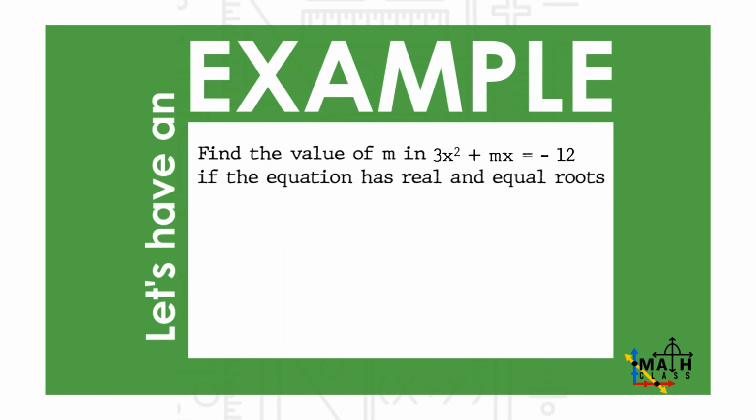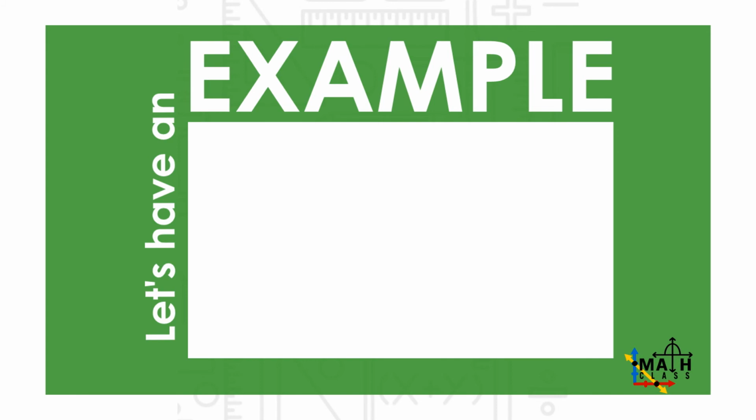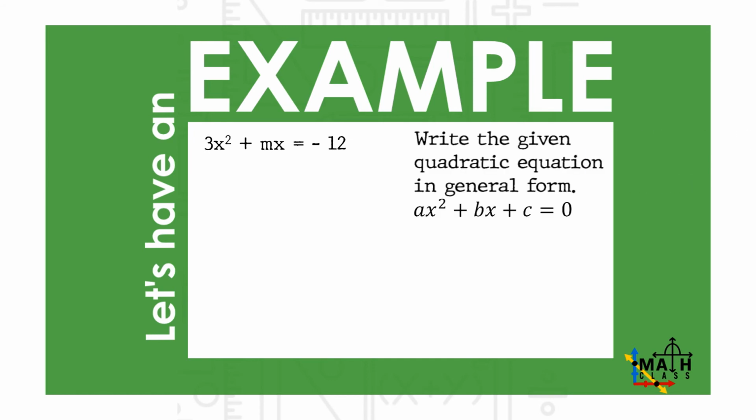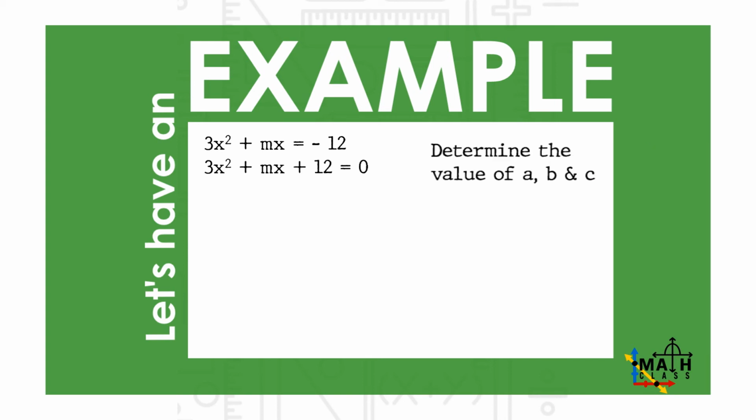Find the value of m in the equation 3x squared plus mx equals negative 12 if the equation has real and equal roots. Here is the solution. Rewrite the equation 3x squared plus mx equals negative 12. Write the given quadratic equation in general form. Determine the values of a, b, and c.